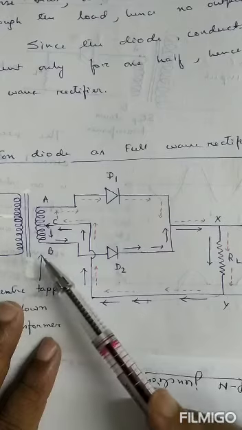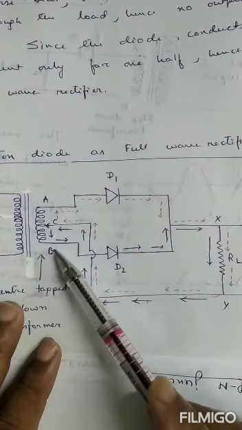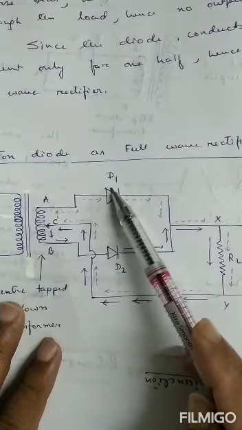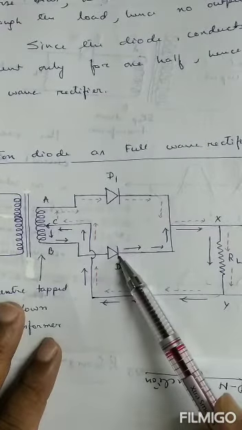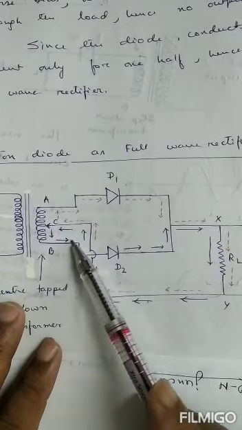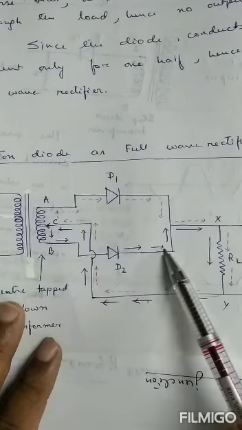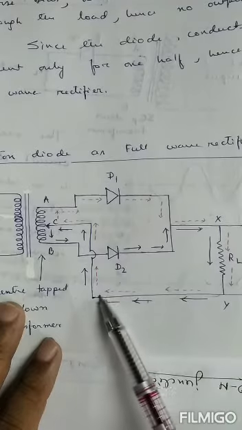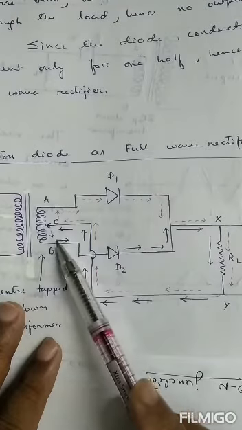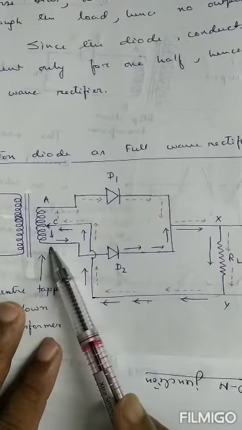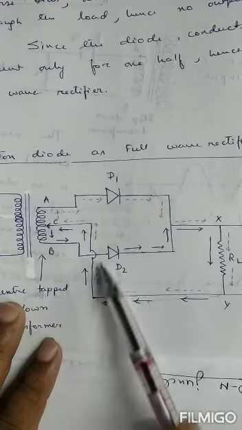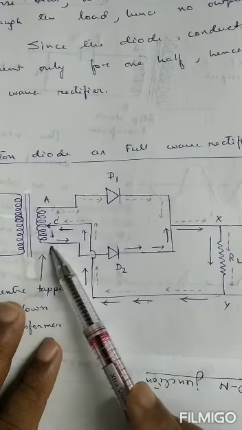In the next half, B is positive and A is negative. This makes diode D1 reverse biased and diode D2 forward biased. Therefore, current now flows in the direction represented by the solid arrow. Have you seen it? That means current flows in the direction B, D2, X, Y, C, B.